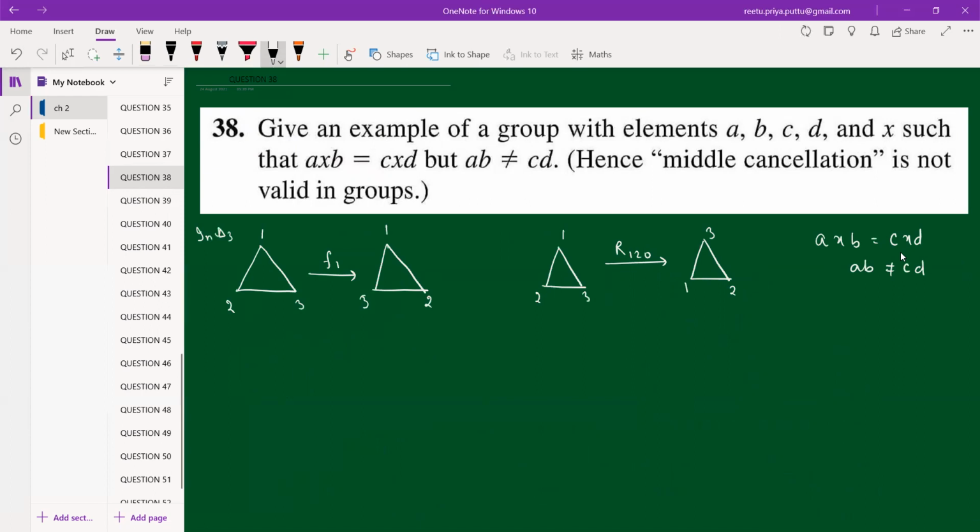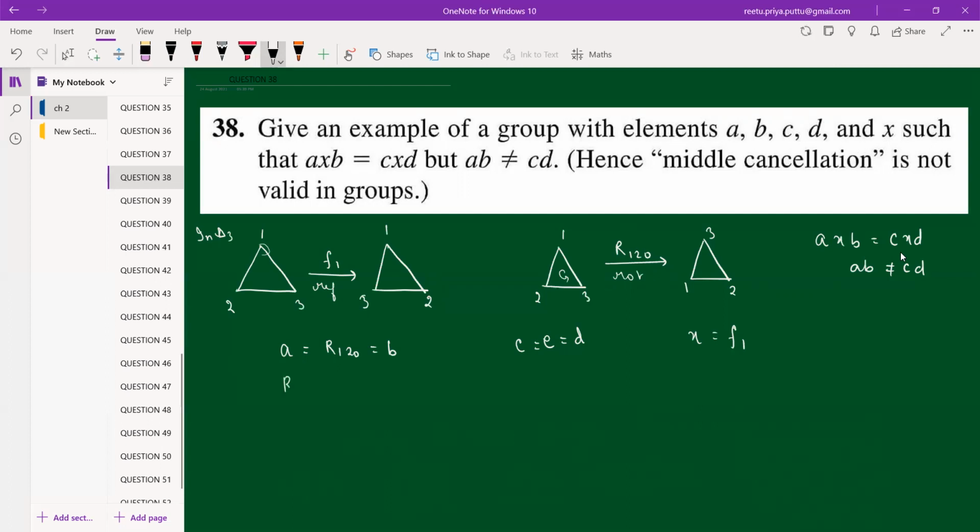Okay. So in D3, what I have done, I have made triangles and I have considered one rotation and one reflection. So this is reflection along first, and this is rotation, you can say, anticlockwise. Now I will consider A as R120 and B also as R120, and I will consider C as identity and D as well as identity. And I will consider X equals F1. The only thing that you have to do is to set everything.